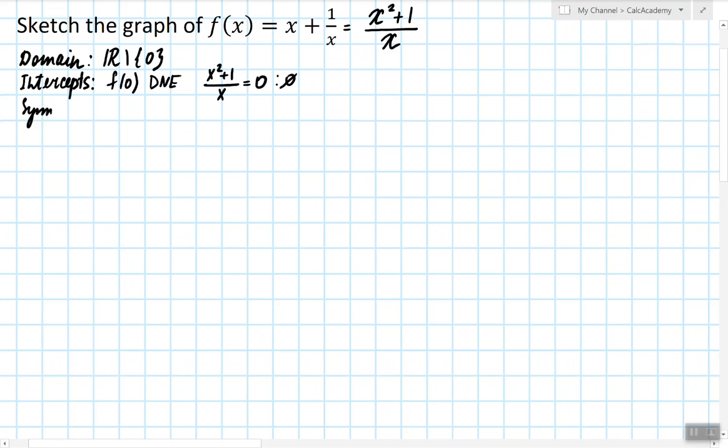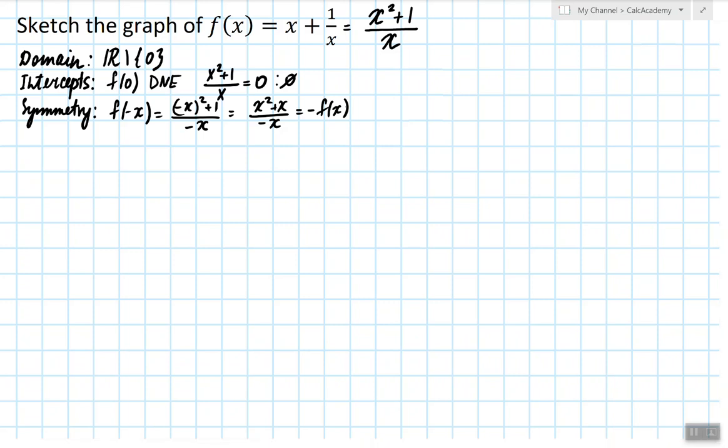Next we want to check for symmetry, and if it's a trigonometric function, for a period. This is not a trigonometric function, so there is no period here, but checking for symmetry, we can find out that this function is actually odd. We can use that later when graphing the function.